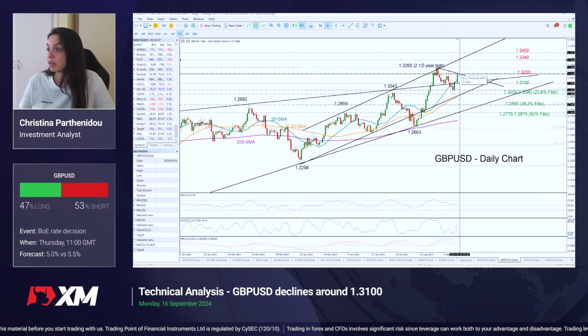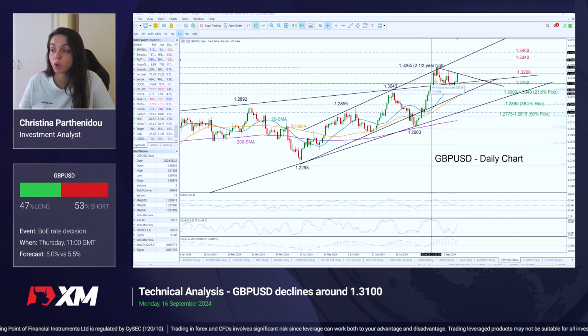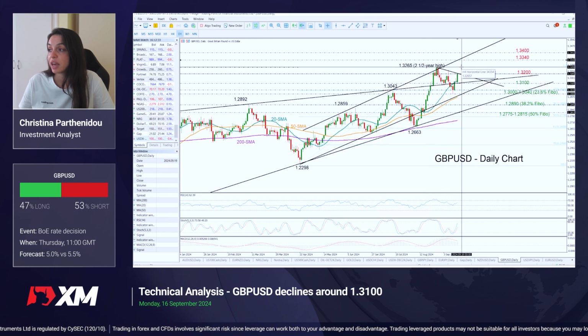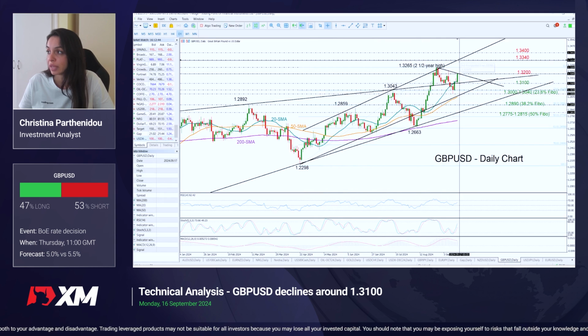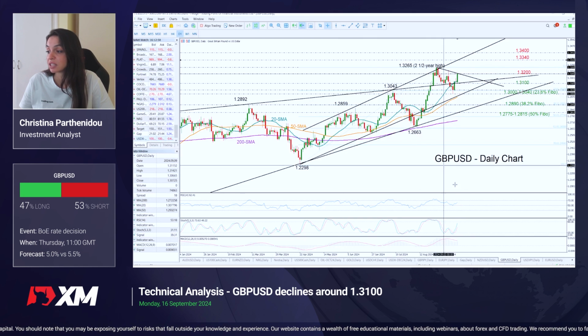If we break above that, and if the price manages to close above the 2.5-year high of 1.3265, then the next stop could be near 1.3340, where this strong resistance trend line from May 2024 is located. Above that, perhaps the 1.34 psychological mark, which was a former barrier, could come next into view. Looking at the technical indicators, it seems that the bias is skewed to the upside.